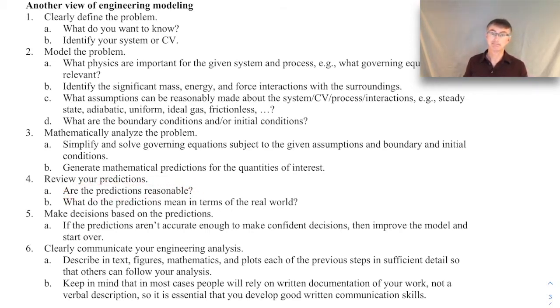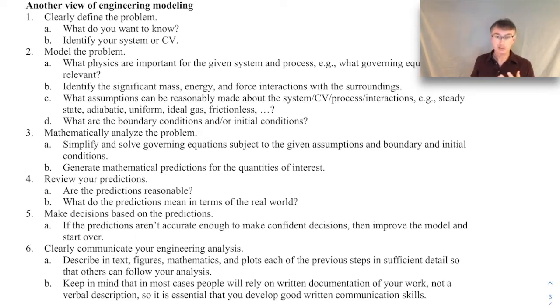If you're predicting, for example, the pressure in some container and you get a pressure of 10 billion kilopascals, that's probably unreasonable, right? You may have made a mistake somewhere. So you want to make sure that the predictions you're making are reasonable based on your prior experience, okay? If they're not reasonable, then there might be a mistake in the analysis or a mistake in the setup of the problem or the assumptions.